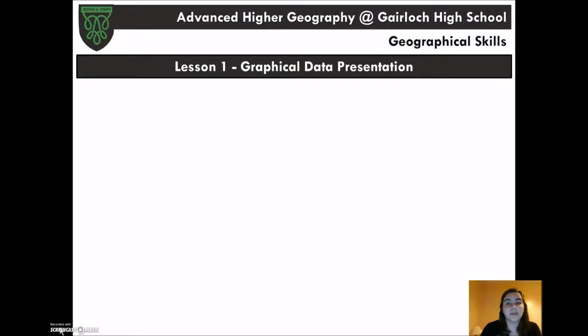So today we're going to be looking at graphical data presentation for Advanced Higher Geography. We're going to be thinking about just a couple of concepts in this lesson, and then we'll build on that as we go further on.